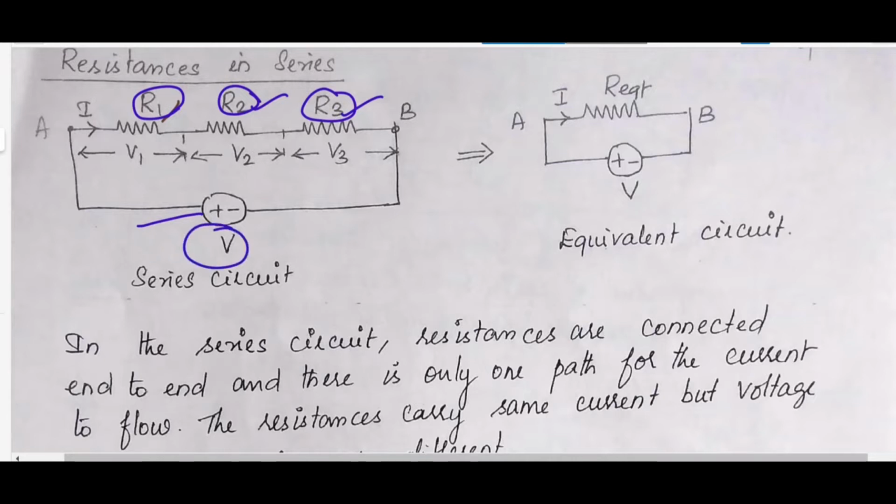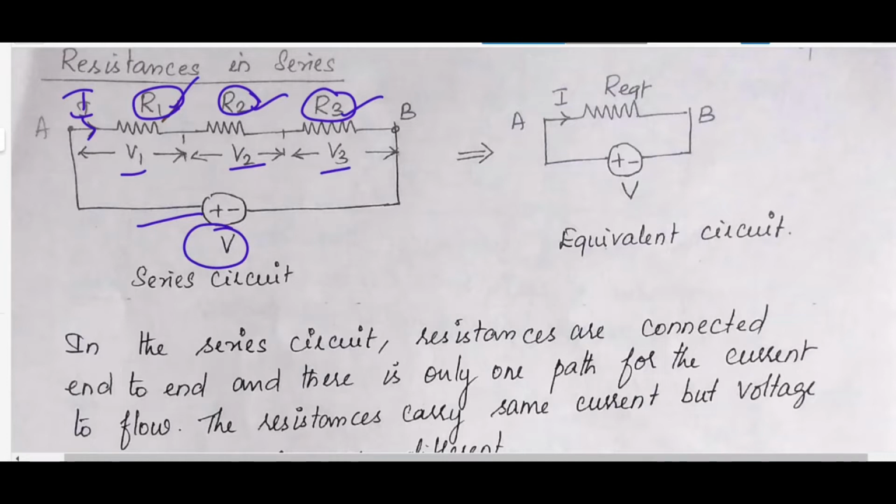Fine. While it carries a current, let it be some I. Whenever a current flows through a particular resistor, a voltage drop occurs. The voltage drop is numbered with the same number. If it is across R1, let it be V1, the voltage drop across R2 as V2, and the voltage drop across R3 as V3.